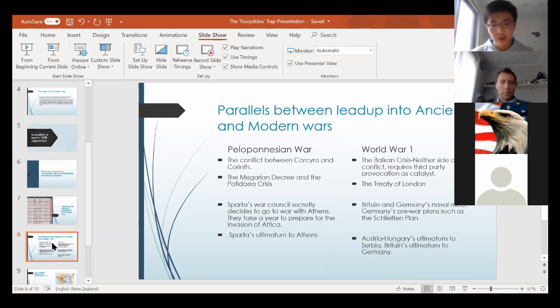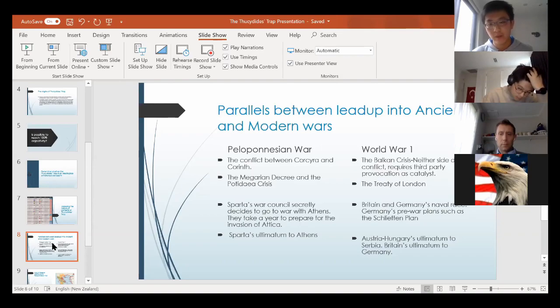Basically, when a conflict erupted between Corcyra and Corinth, Corcyra turned to Athens for assistance, and Corinth turned to Sparta for assistance. You can see how that's one of the boiling points of how conflict inevitably happened. The conflict of Corcyra and Corinth is completely unrelated to the two major powers at the time, Sparta and Athens, but they provide the necessary catalyst for a conflict to actually occur. That was similar to the Balkan crisis. While it was not a conflict between Germany and Britain, the Balkan crisis inevitably sparked World War I. So that's one of the parallels.